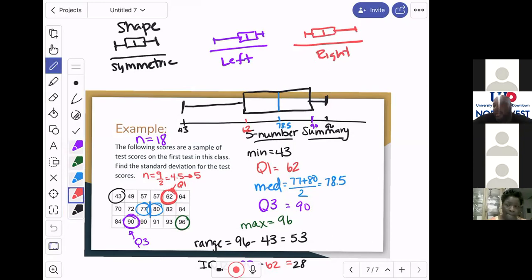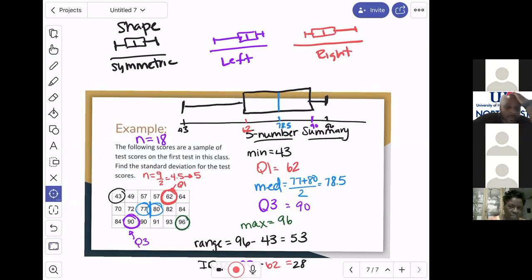Without me telling you anything right now, what's the shape of our box plot? Left skew. Why is it left skew? Because it's even there in the middle, but there's a difference with the whiskers. The whisker is longer on what side, the left or the right? The left side. That's how you look at it. You look at your whiskers. If your whisker is longer on the left, it's left skewed, right? If your whisker is longer on the right, that means it is right skewed.